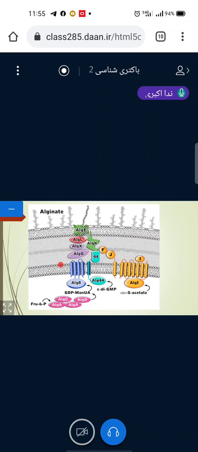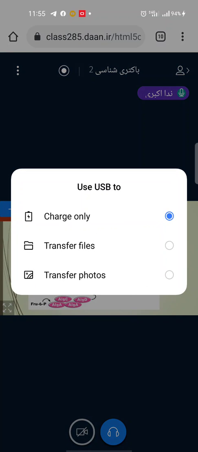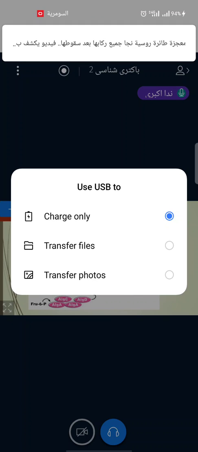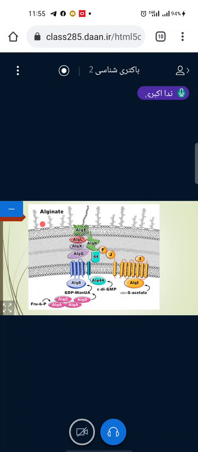You can see here in this slide. Please pay attention to this slide. This is the membrane and cell wall of the bacteria. This is the outer membrane of the bacteria, and this part is the inner membrane, and this space is the periplasmic space. And this part is the surface of the bacteria, and alginate is placed on the surface of the bacteria. Alginate is a mucoid exopolysaccharide, covering the surface of the bacteria.